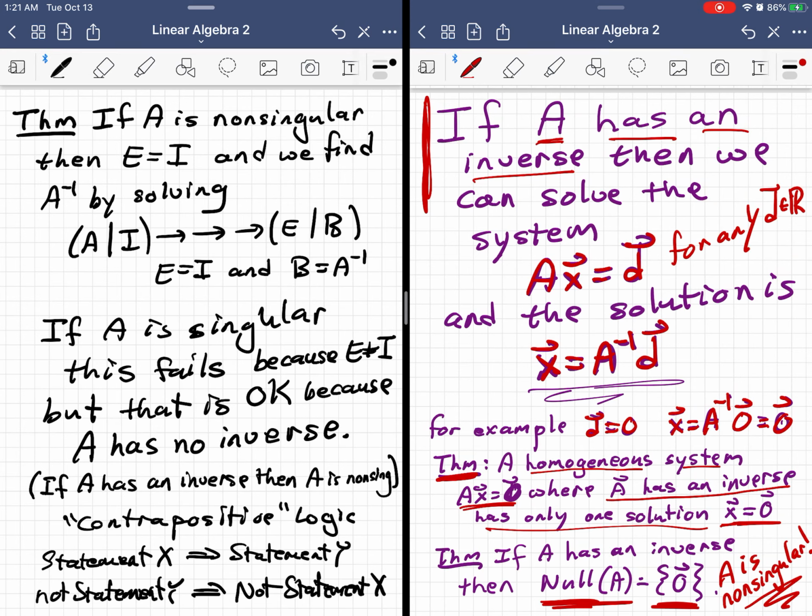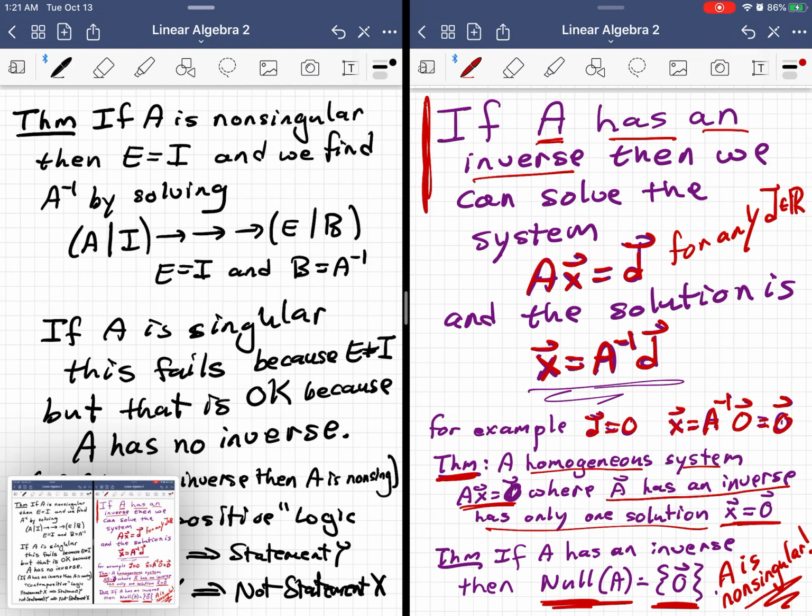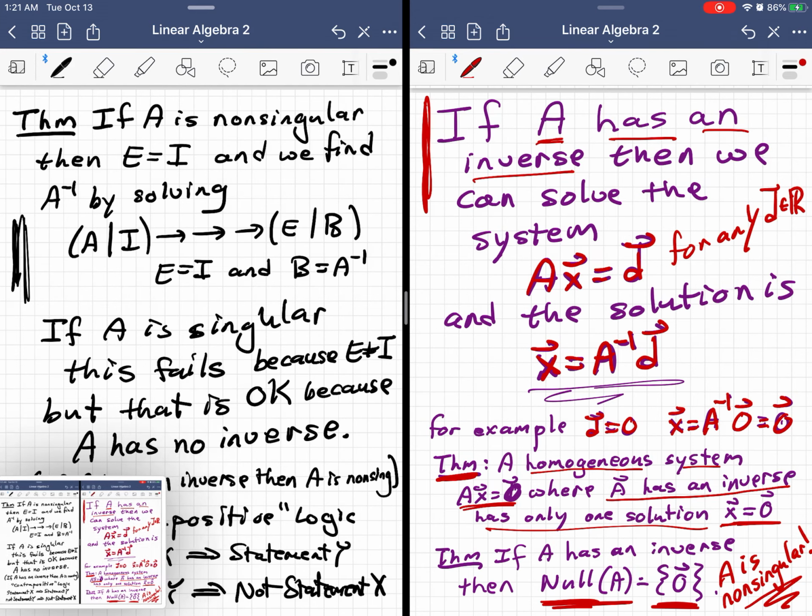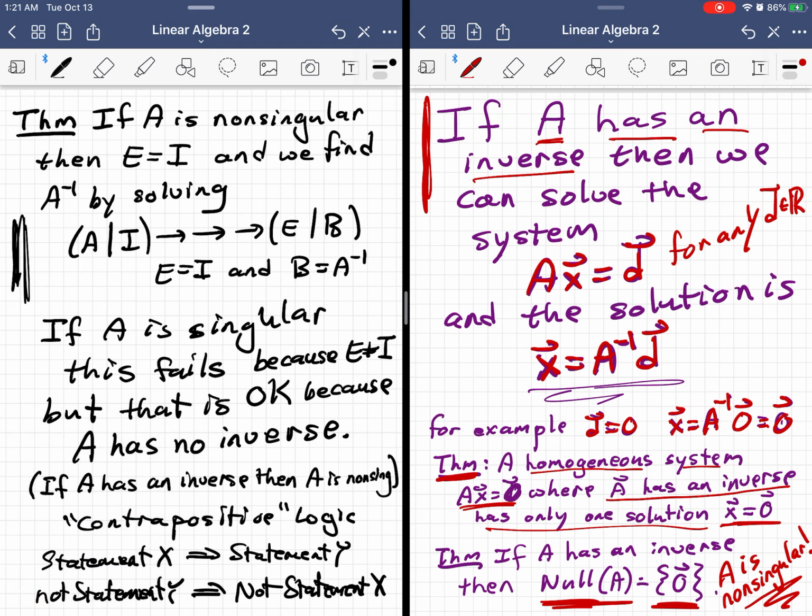And so now you can do your final homeworks where, as you proceed through computing this reduction process here, if you end up where E is the identity, you found the inverse. And if you end up where E is not the identity, you have shown that it has no inverse. And that's your conclusion. All right, thank you very much.